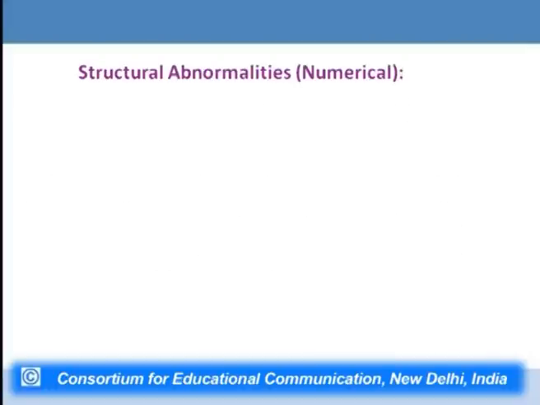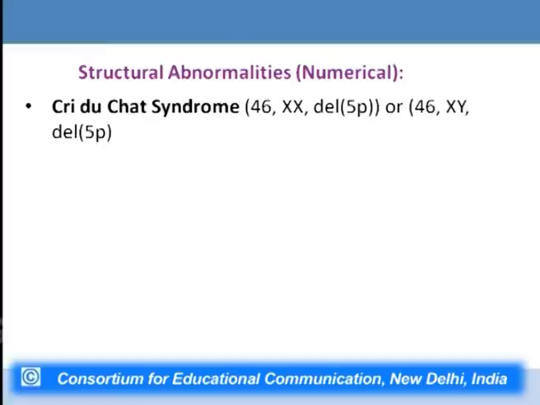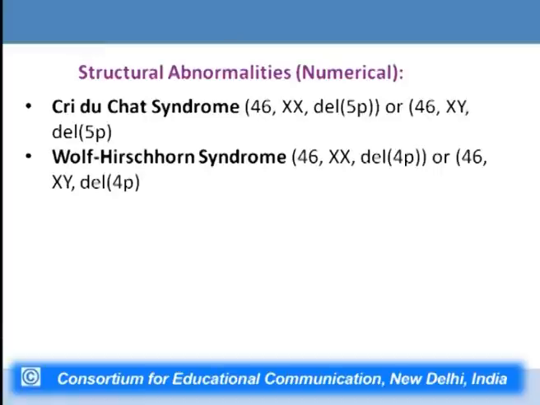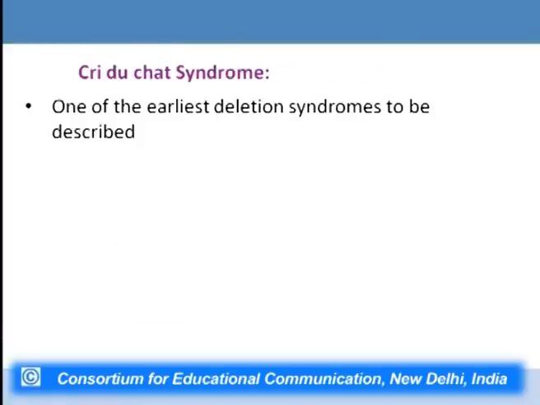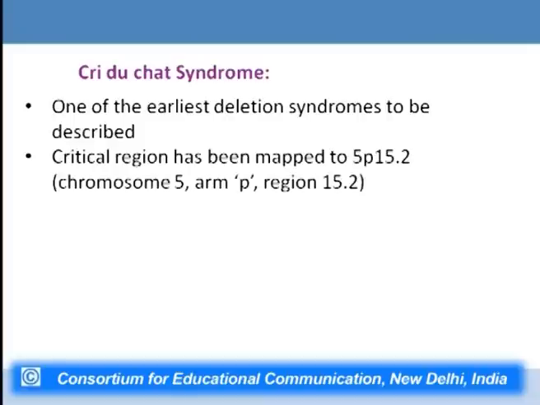Now, there are structural abnormalities also, like Cri-du-Chat syndrome, Wolf-Hirschhorn syndrome, and DiGeorge syndrome. Now, Cri-du-Chat syndrome is one of the earliest syndromes which has been detected, and it is caused because of a deletion in the short arm of chromosome number 5.